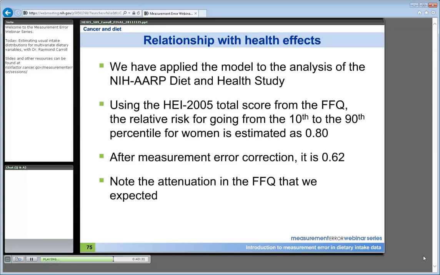If you use the FFQ, the relative risk from going from the 10th to the 90th percentile for women is estimated as 0.8. And after measurement error correction, this is based on the total score, we get an analysis that says the relative risk is 0.62. So this is what we expect in measurement error, that the impact of measurement error is to dilute the effect, sending it closer to the null value of 1. And this is a pretty good attenuation here due to the measurement error and biases in the food frequency questionnaire.